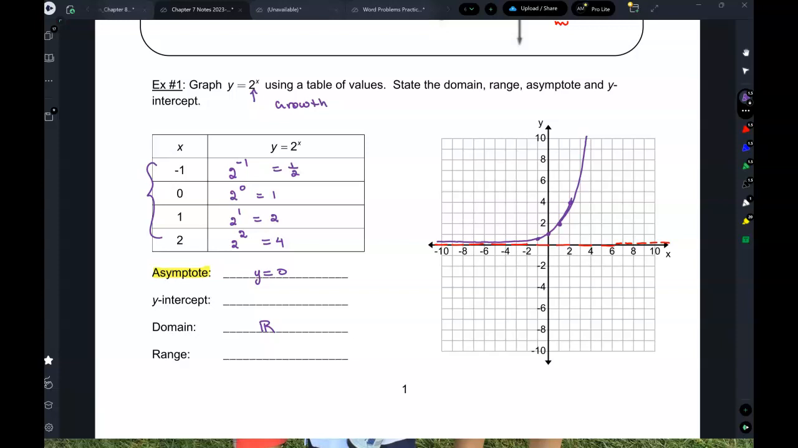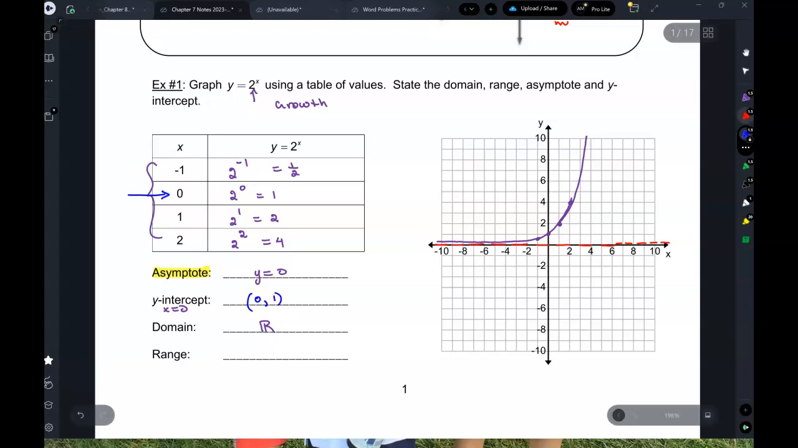Okay? So now, do we have to draw the little dotted line? Yes, that's the asymptote. The red line. Okay, the y-intercept. The y-intercept is when x is 0. So come over here for when x is 0. What was the y? 1. So we say (0, 1).